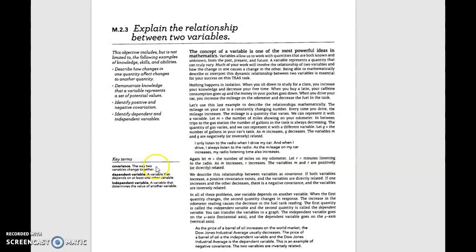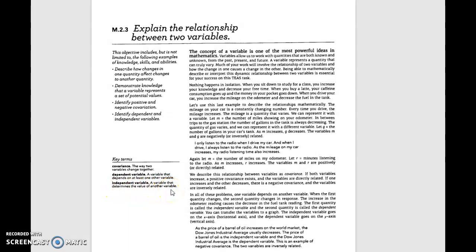So now we're going to look at our key terms. Covariance is the way two variables change together. Either both variables are going to increase together, as one increases, the other increases, or they're both going to decrease, as one decreases, the other decreases, or one can increase while the other decreases. These are the three different types of covariance you could have. You also could have dependent variables and independent variables. A dependent variable is a variable that depends on at least one other variable. An independent variable is a variable that determines the value of another variable.